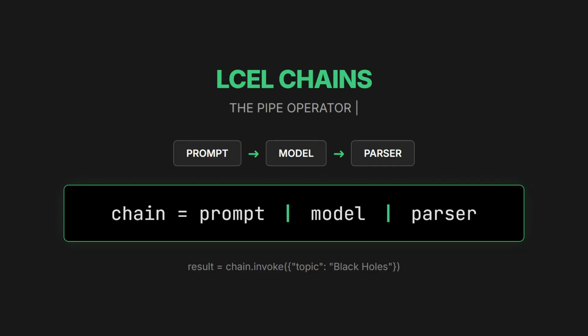Look at the syntax. It reads exactly like a pipeline. Chain equals prompt, pipe, model, pipe, parser. Data flows from the prompt into the model and then through the parser. It is clean, readable, and standard across the entire LangChain ecosystem.